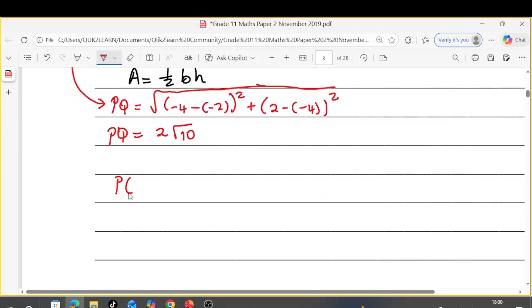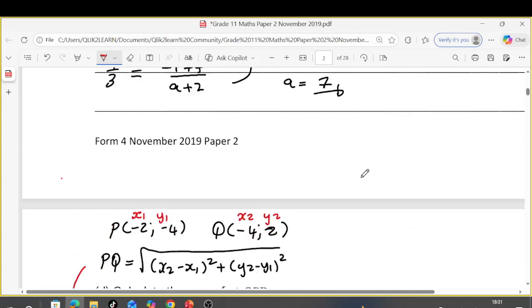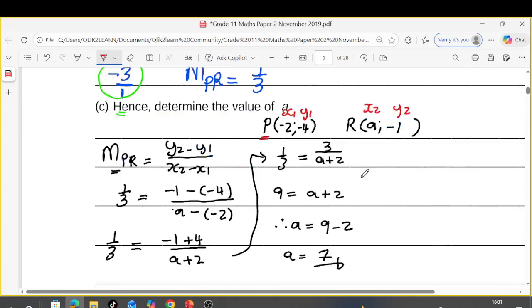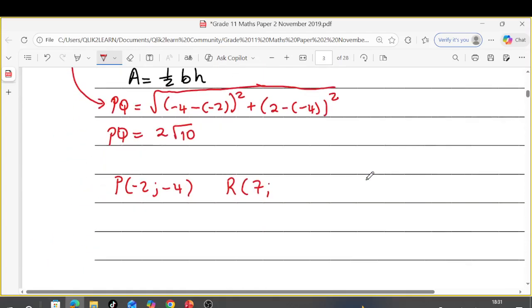I'm just going to write my coordinates here. Minus 2, minus 4. And then now we need the coordinates of R. We had A as 7. Remember the value of A was 7. So the coordinates of R will be 7 and minus 1. I'm just going to put my coordinates here, 7 and minus 1. And this is what we have so far.